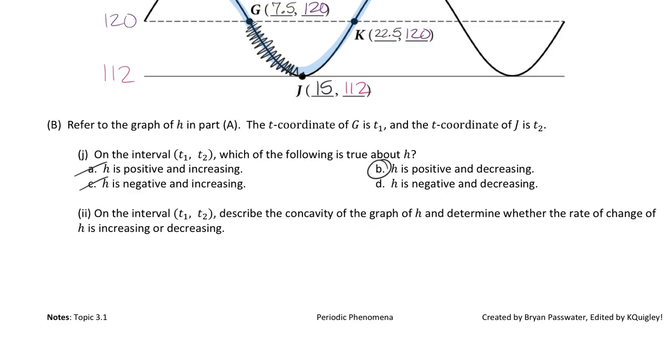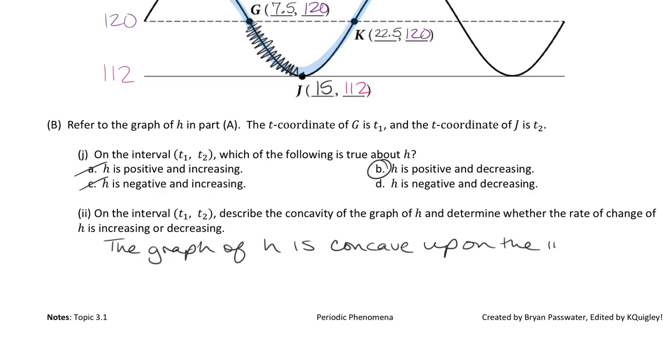So we write, the graph of H is concave up. You guys just told me that. And look, half those words I just took from the question. The graph of H is concave up on the interval from T1 to T2. And again, I didn't have to memorize that. That's in the question.